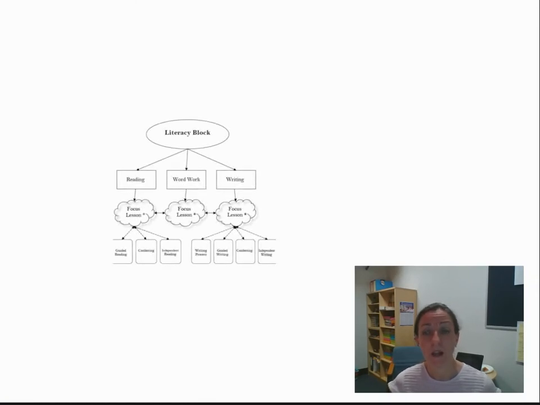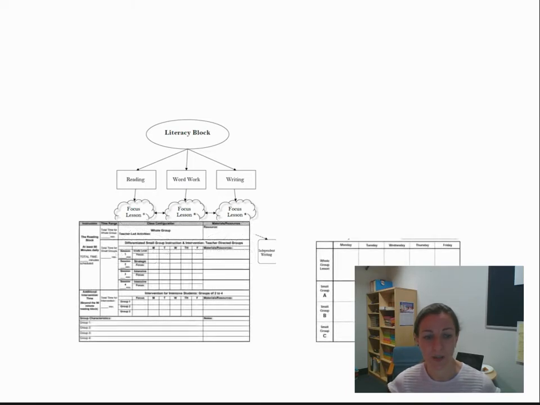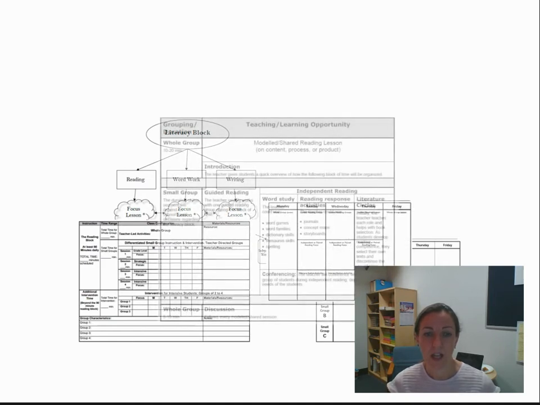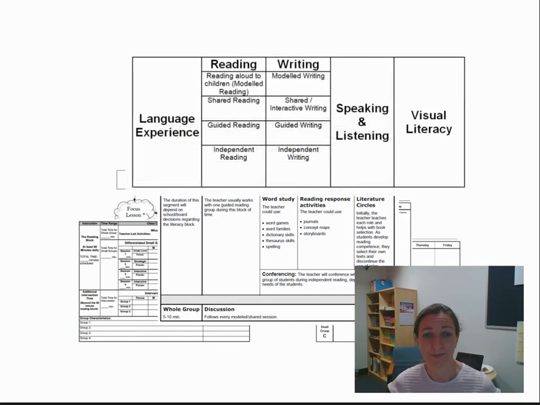There are many models for the literacy block. So I've got some examples here to show you. And in your Literacy for the 21st Century text, it talks about what a balanced literacy program looks like, and I would encourage you to revisit that.